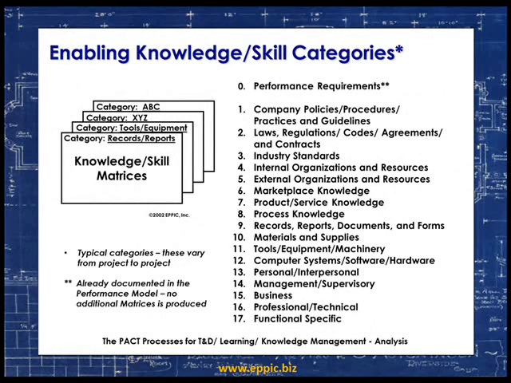When we systematically derive the enabling knowledge and skills to perform per the performance model, we look at 17 categories so that we can systematically tease out or derive all of the enabling knowledge and skills, not just some list from some casual brainstorming effort. We systematically tease out what are the policies, procedures, practices, and guidelines that are required when you're performing. What are the laws, regulations, codes, agreements, and contracts?